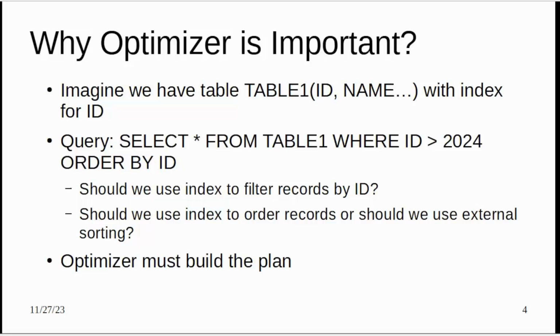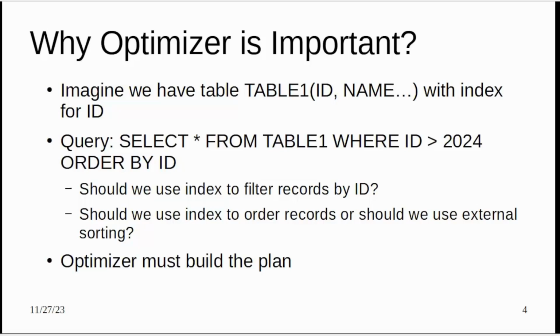Inside Firebird, the optimizer is the part which is responsible for the actual, low-level execution of queries. Imagine that we have a table with ID, name, and an index for ID, and a very simple query as on the screen: select from table where ID is greater than 2024, order by ID. The optimizer should answer questions to execute even this simple query.